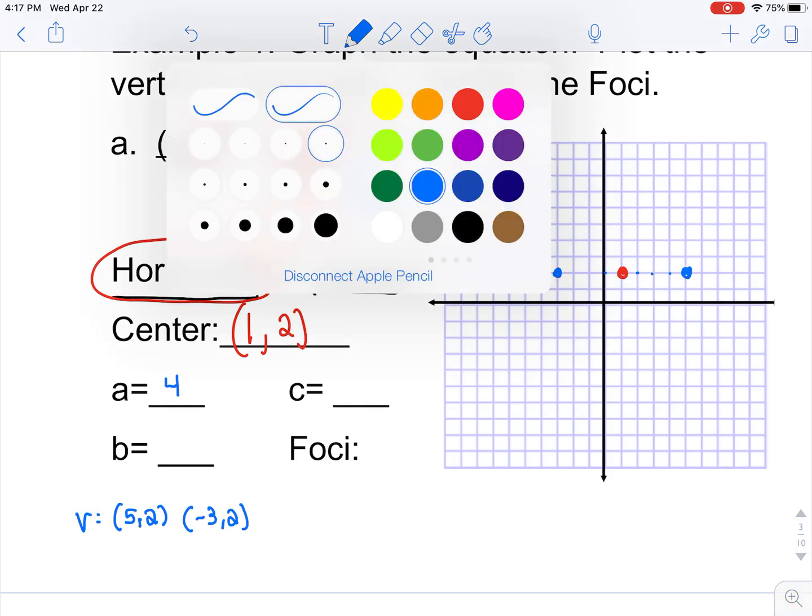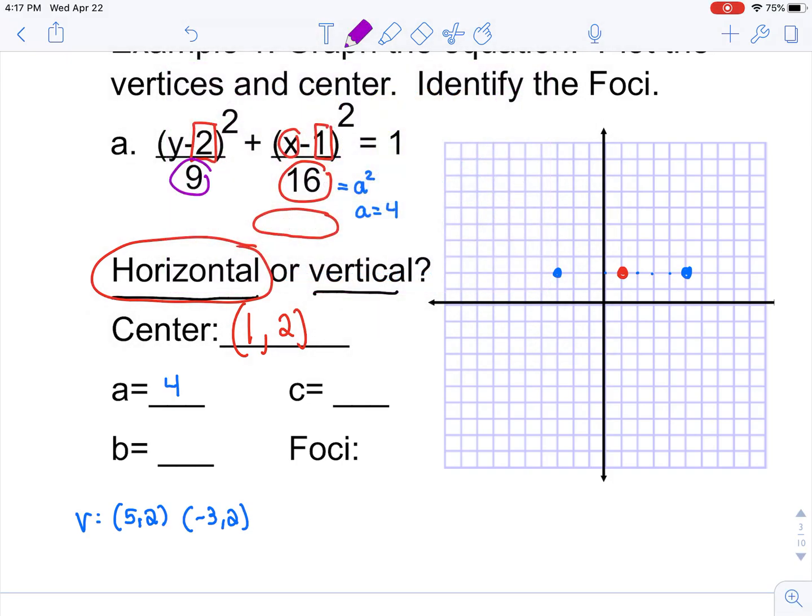Okay, our B value is our smaller number. This is going to be B squared, which means our B value is 3. That's sending us to the co-vertices. Since that's under the Y value, we know that we're going to be going up and down 3 units. So 1, 2, 3, and 1, 2, 3. And that means that our co-vertices are at (1, -1) and (1, 5).